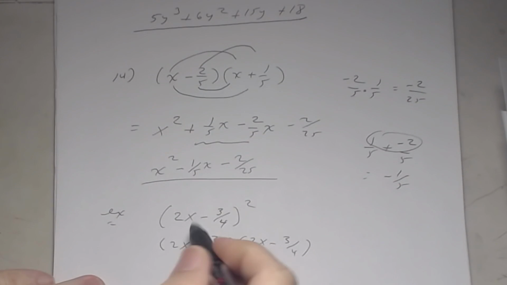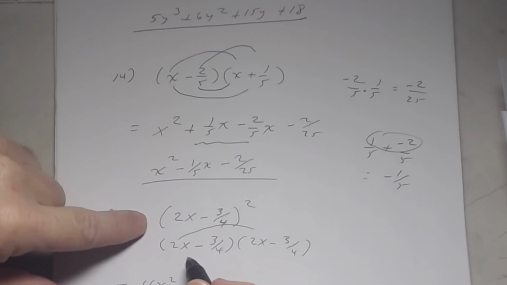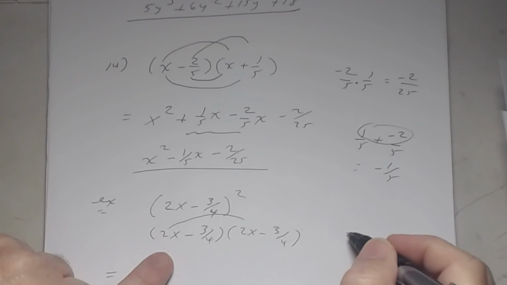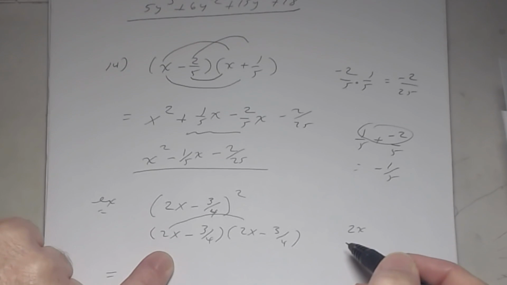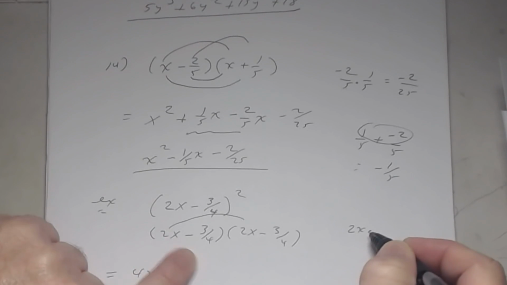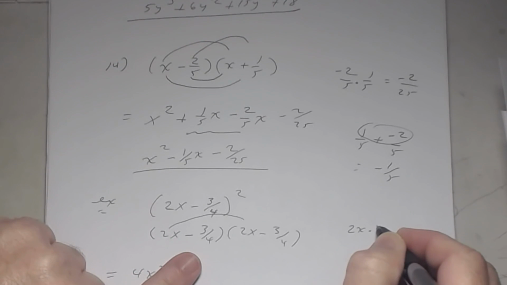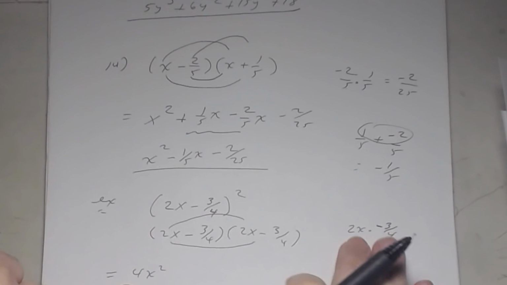Okay, let's do the first. What's 2x times 2x? 4x squared. Okay, now the outside. So look what we have. We have 2x. So here you may need to write it, because you are dealing with a fraction. So 2x times what? A negative 3/4, right? Okay, so 2x times a negative 3/4.